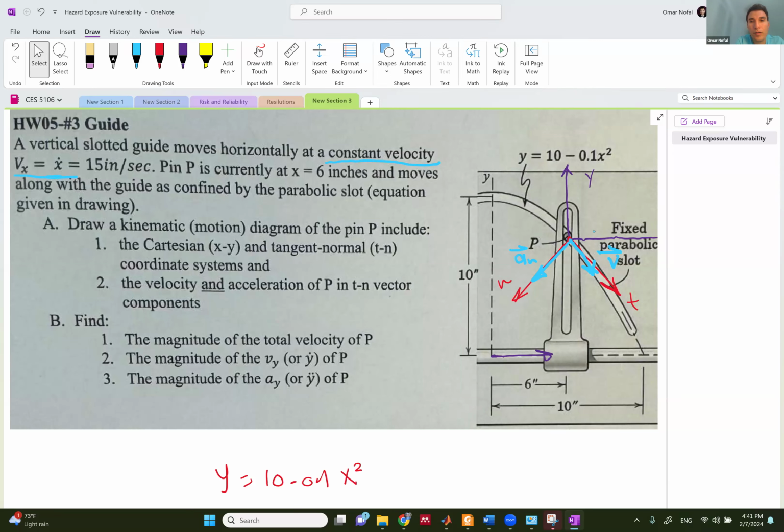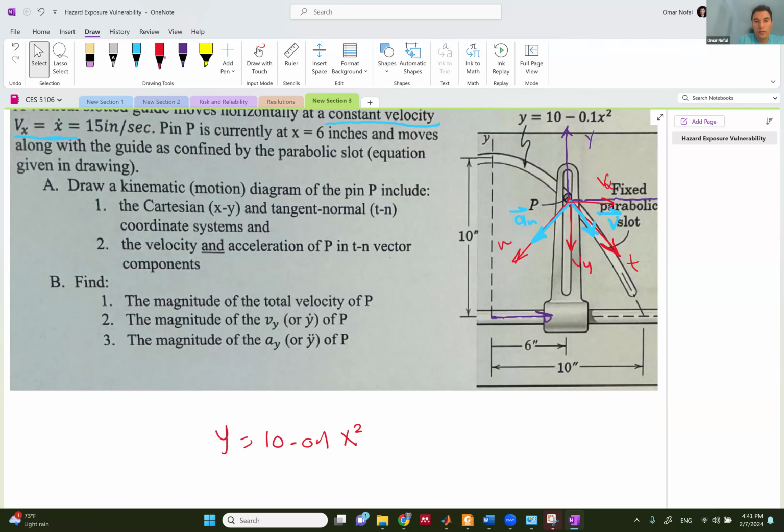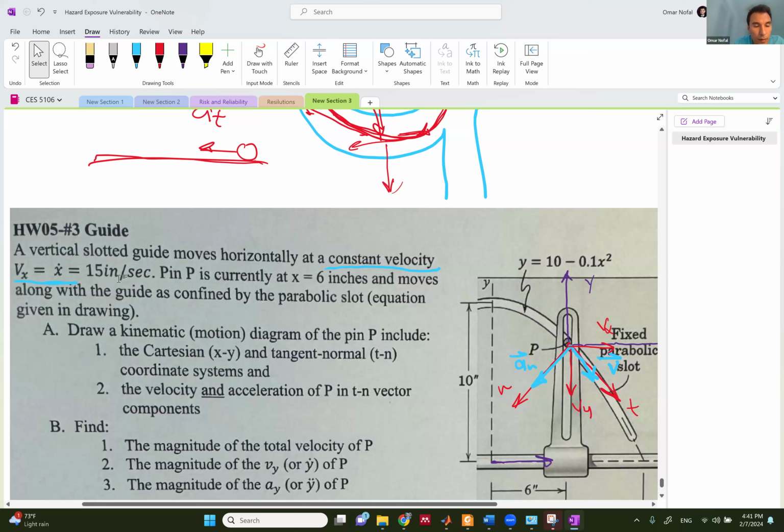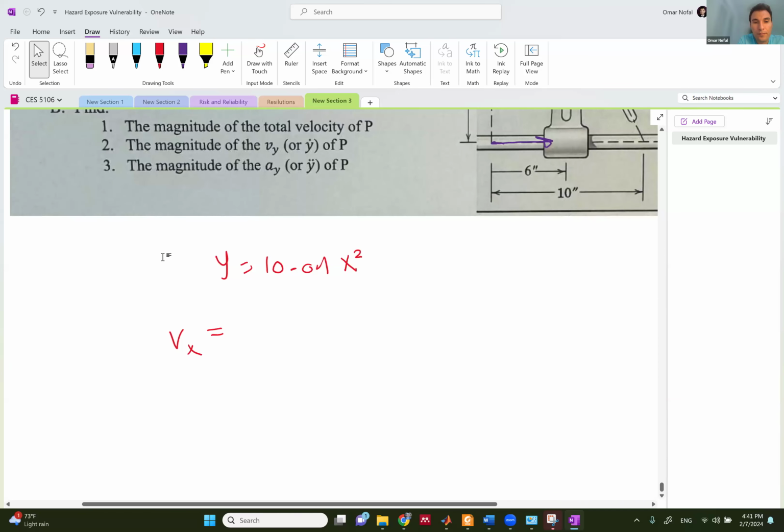So let me write it in red. So I know that Vx is positive and it's going this way. This is Vx. So what I'm interested in right now is Vy. This one, Vy. I don't know it. So Vx is equal to x dot, which is 15 inch per second. Okay, so Vy is going to be y dot.